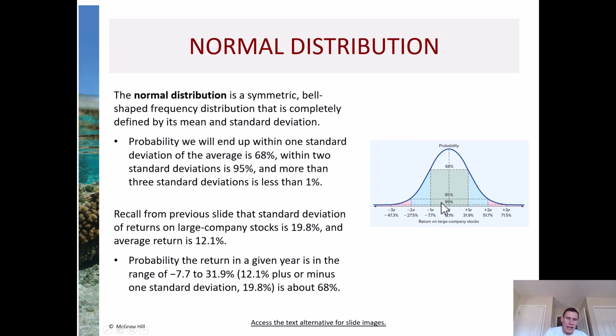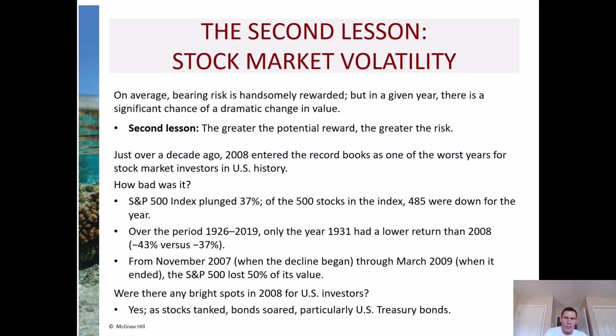So recall from a previous slide that the standard deviation of returns on large company stocks was 19.8 and the average return was 12.1. So the probability the return in a given year is in the range of negative 7.7 to 31.9, so like 12.1% plus or minus the 1 standard deviation, is going to be about 68%. But again, that's assuming that it follows the normal distribution.